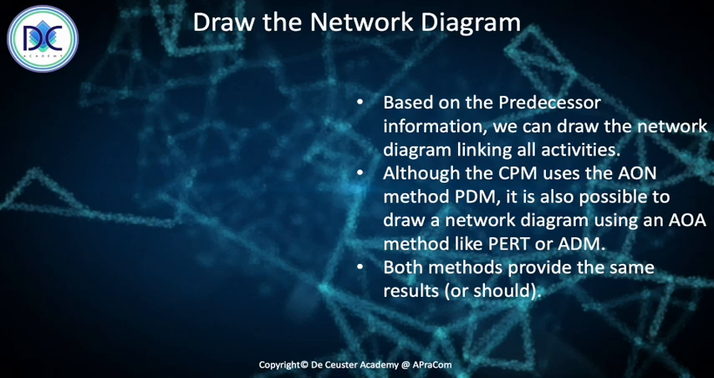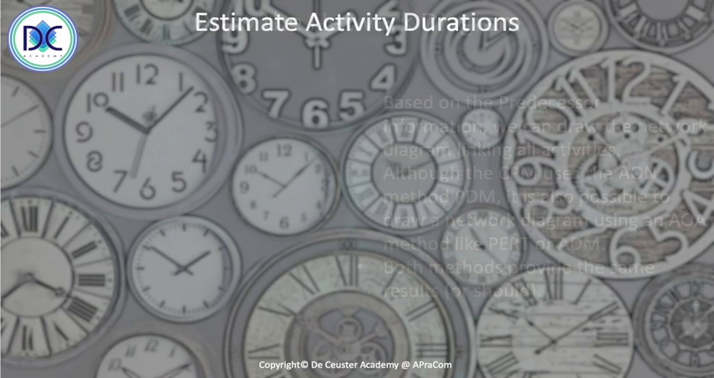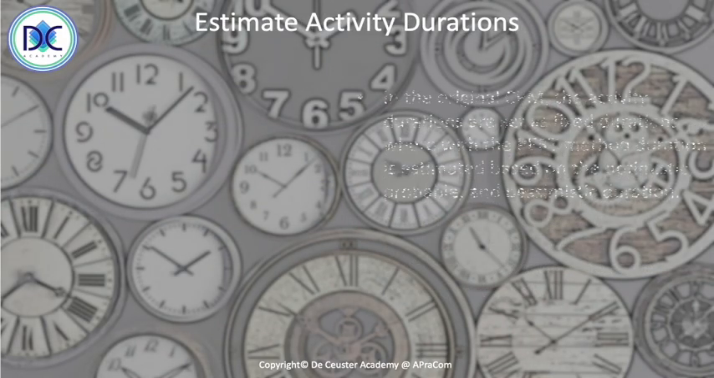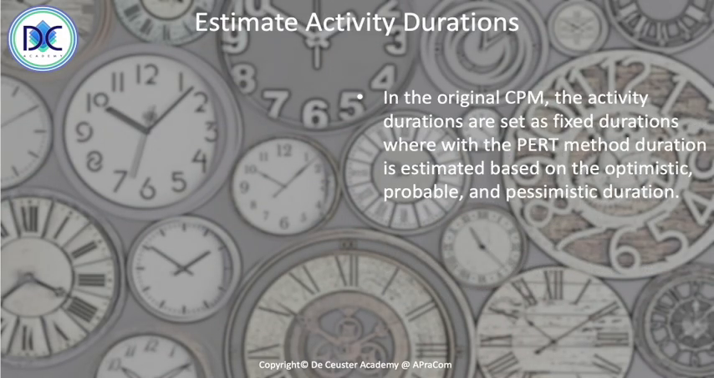Estimating the activity durations, when we look at the classical critical path method, the durations of the activities are set as fixed durations. In the PERT method, we have an expected duration and a standard deviation, and we calculated those using an optimistic, probable, and pessimistic duration.